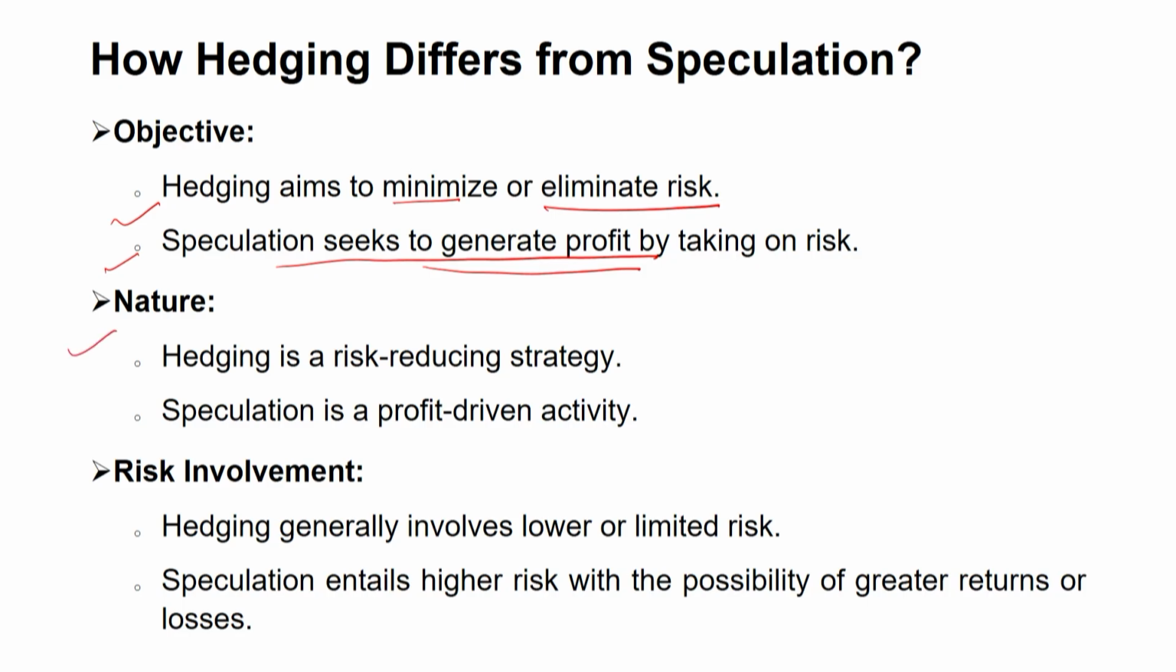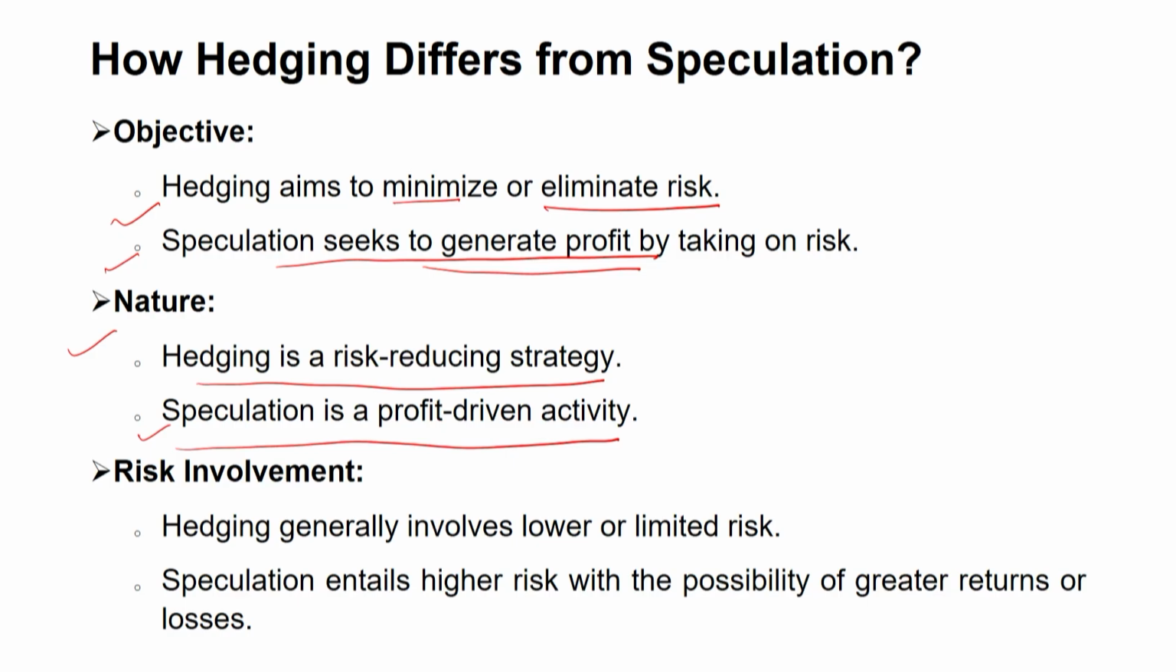Then comes the nature. On the basis of nature, hedging is a risk reducing strategy. That means we try to manage the risk with the help of hedging tools, whereas speculation is a profit driven activity. That means when you want to achieve more and more financial returns from the market, in those circumstances speculation is done in financial trading. Then comes the risk involvement. In the case of hedging, generally lower or limited risk is involved in the transaction, whereas speculation entails higher risk with the possibility of greater returns or losses in trading.